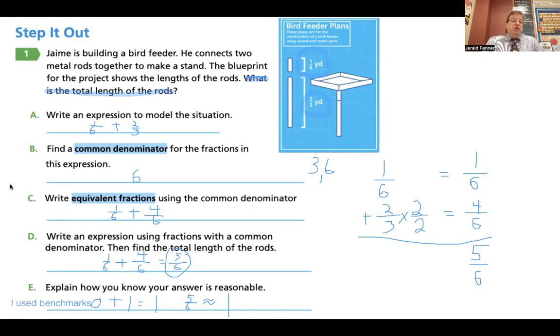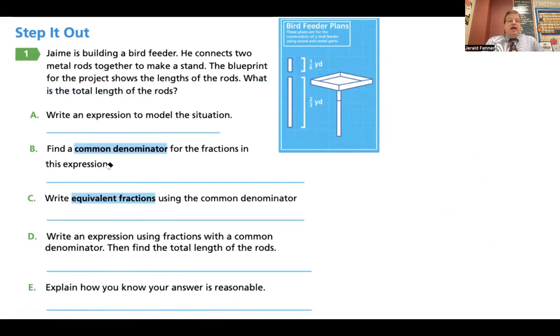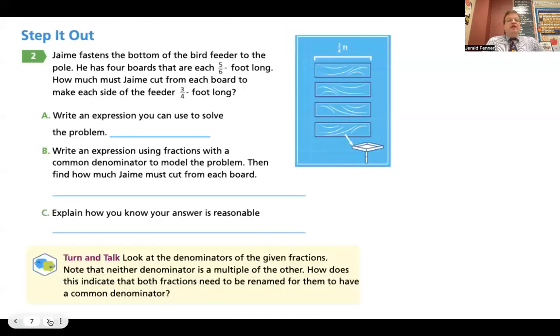Okay, so we are going to erase this and move on to the next page. If by some chance I did that too quick, you can pause it and go back to write down some of those things again. I apologize. Okay, so we move on to the next page.